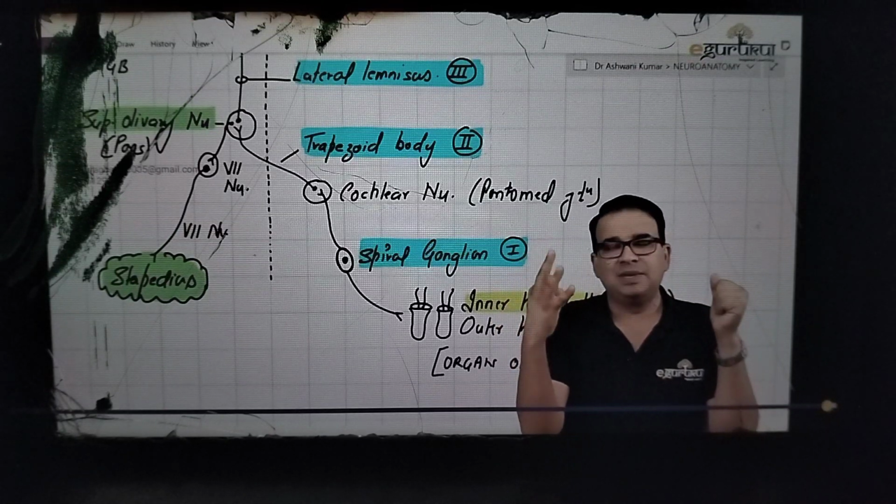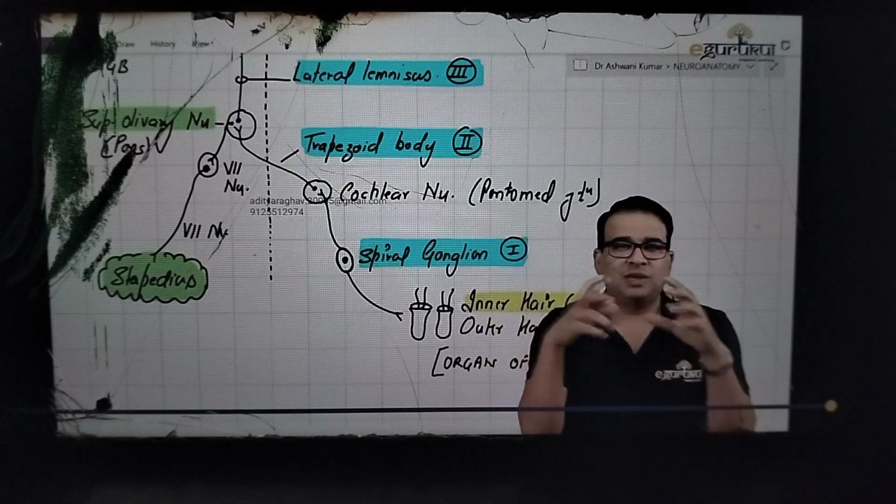So with that, now we have three lemniscus in our hand. We have the medial lemniscus and spinal lemniscus we discussed in the spinal cord, and now the lateral lemniscus that we understood here in the auditory pathway.